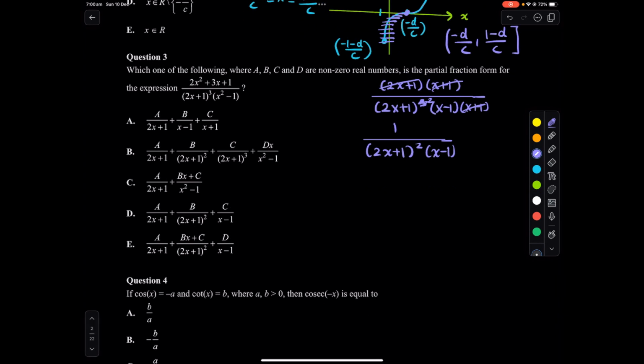So what do we have? We have something that's squared. So when we write in partial fraction, we're going to have to write a divided by 2x plus 1, and make sure it's squared. The next case is where it's not squared, so the same thing but to the power of 1. And then plus c, over this one, x minus 1. Which one looks like that?